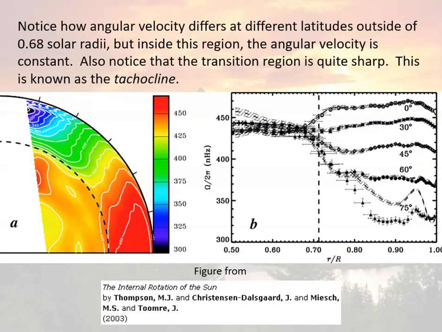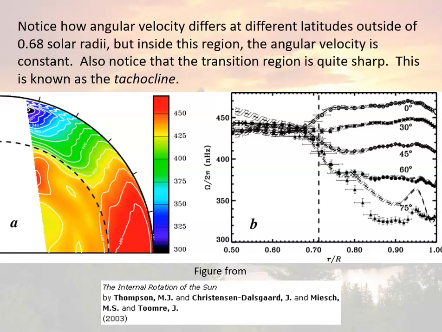Now, the tachocline is the area that separates the inner region of the sun, which does rotate as a solid body, from the outer region of the sun, which does not rotate as a solid body. In fact, as we're going to discuss a little bit later, the parts closer to our sun's equator take a little bit less time to go around once compared with the parts that are closer to the poles.